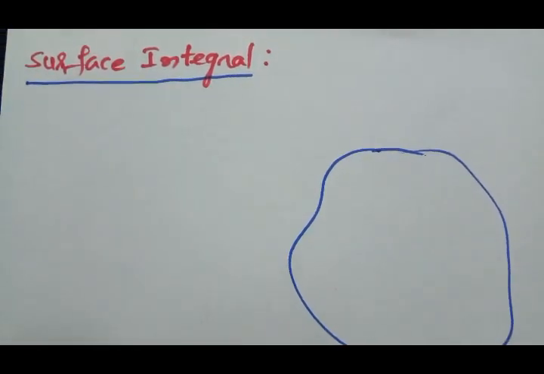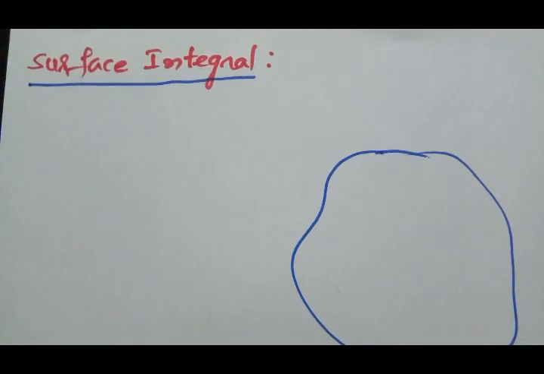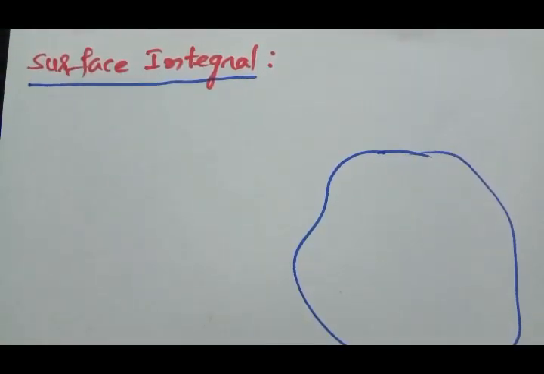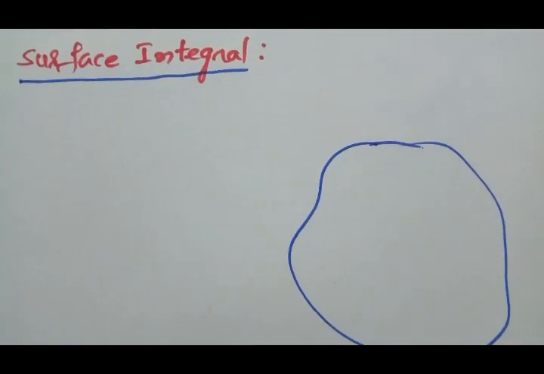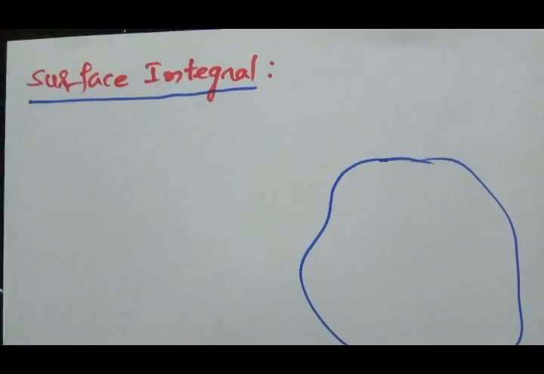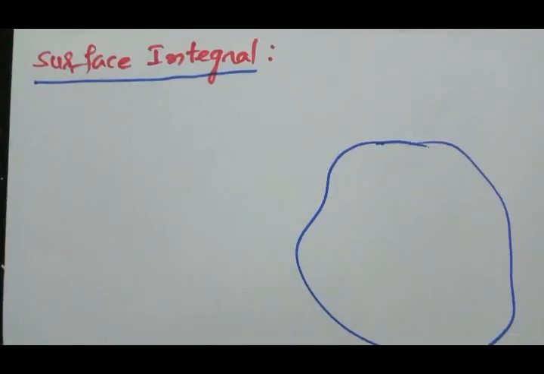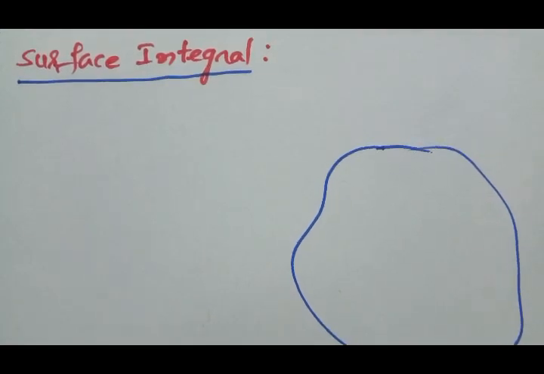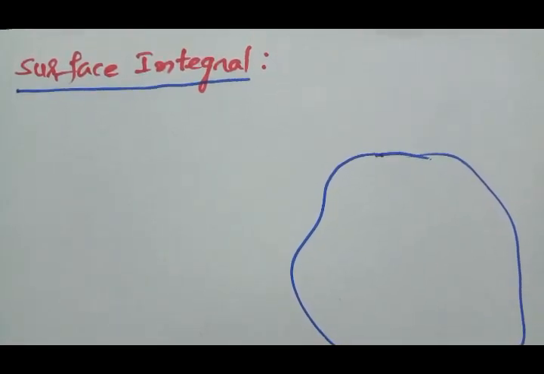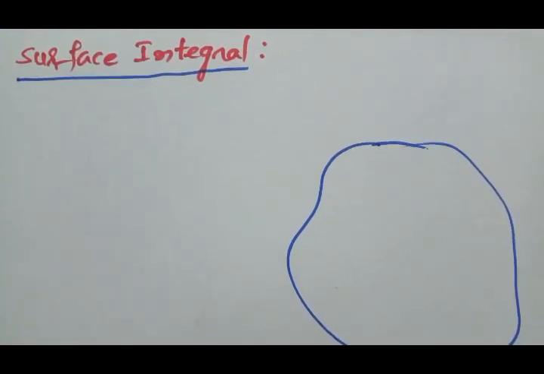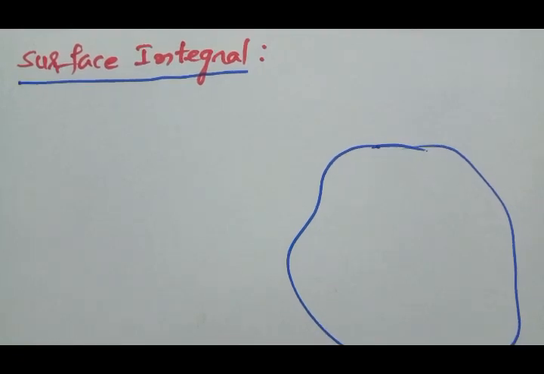So integration of a vector point function along the curve is called a line integration. We clearly explained there how to find the line integral and what is meant by line integral. So what is the process of line integration? Here also we will explain surface integral, how to evaluate the surface integral and what is meant by surface integral.